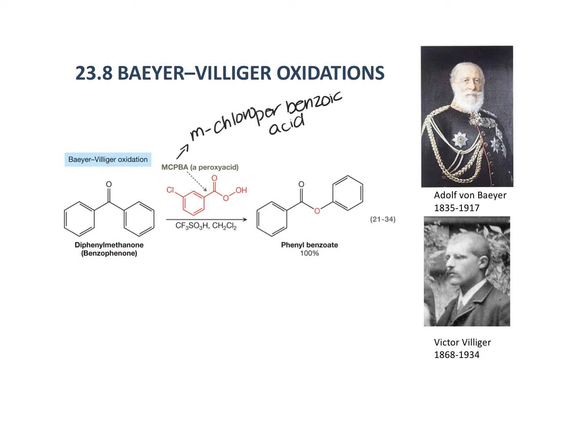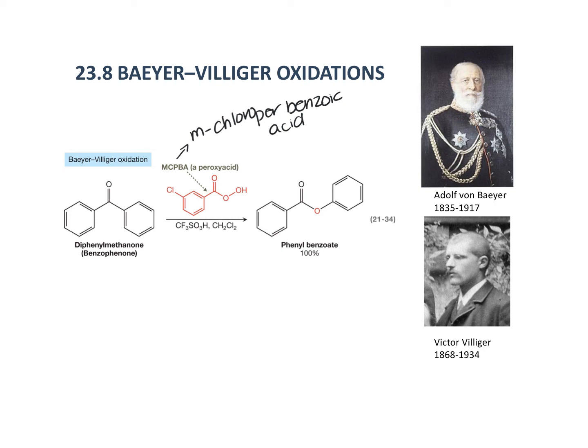Now, you need to know that abbreviation because these reactions will either show you this molecule or give you that name. So you need to know that those are interchangeable. A phenyl benzoate is produced, okay? This was named after Bayer, who was a German chemist. You can see his picture there. And then Victor Villiger, who was a Swiss chemist. And you can see his picture there.